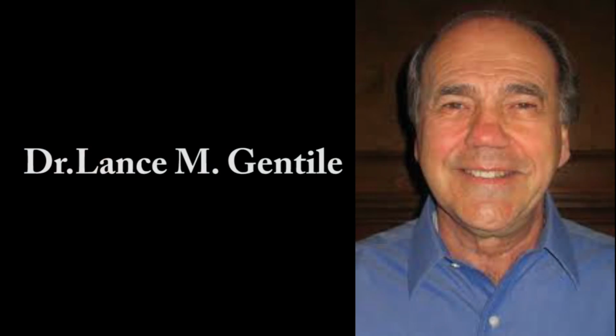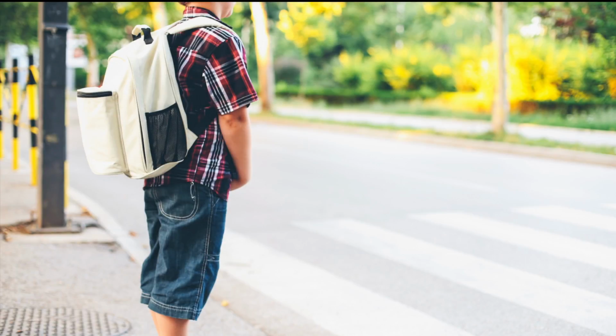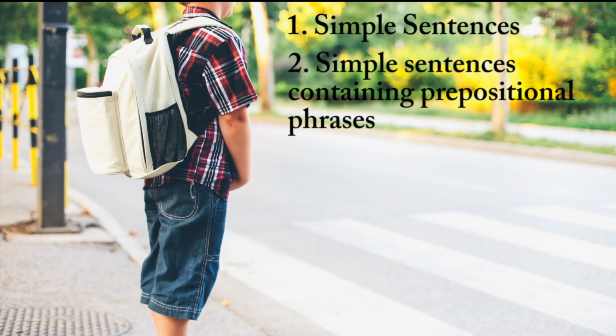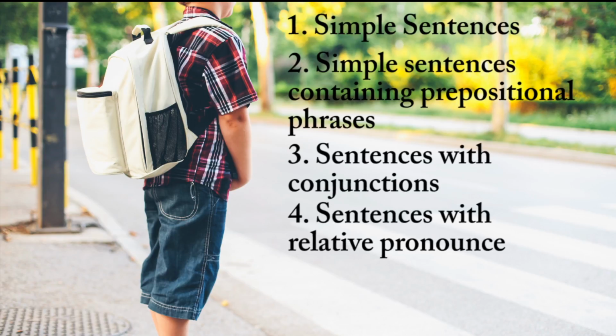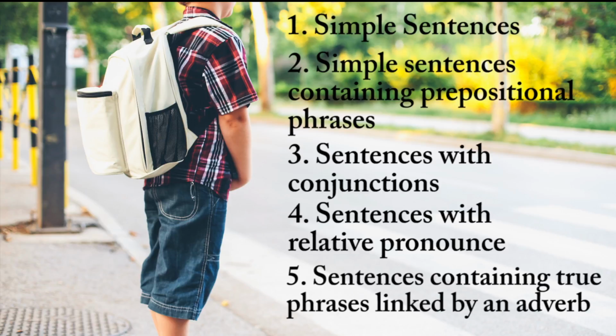We'll start this week by looking at the work of Dr. Lance Gentile. Dr. Gentile analyzed over 2,000 stories dictated in English and examined 500 writing journals of first grade students who were participating in a reading recovery program. Students who were successful in the program consistently used these 5 most common language structures in their oral language. Number 1, simple sentences. Then simple sentences containing prepositional phrases, then sentences with conjunctions, sentences with relative pronouns, and number 5, sentences that contain 2 phrases linked by an adverb.